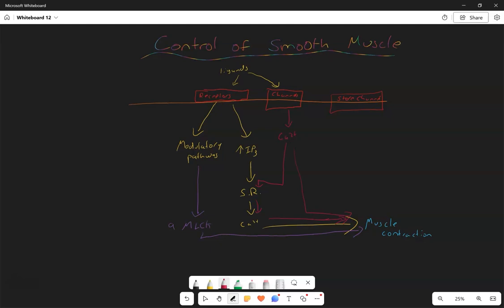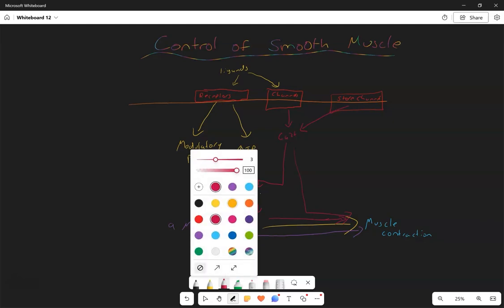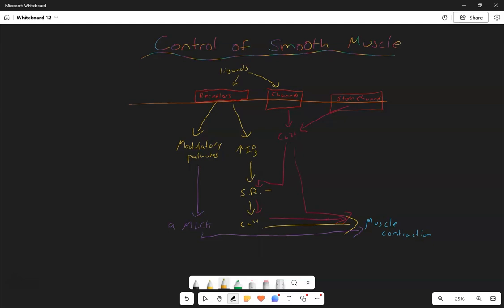Okay, so the other thing that can happen is that these store channels, right, can act as calcium channels, and what they do is when the sarcoplasmic reticulum becomes depleted of calcium, so we're going to say this is decreased calcium, right? It will activate these store channels, and those store channels will allow calcium to enter the cell, and that calcium entering the cell can lead to calcium efflux from the sarcoplasmic reticulum, or it can lead to muscle contraction.